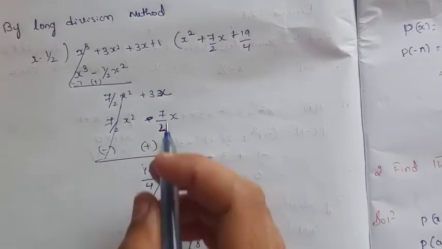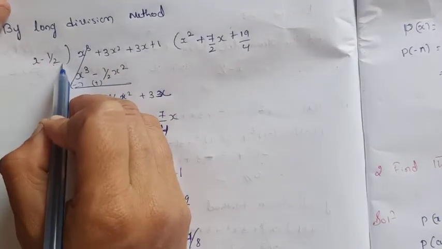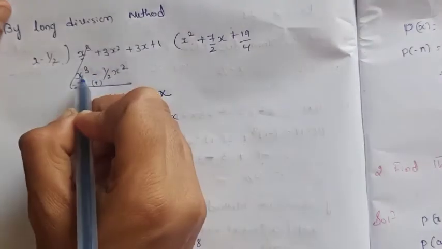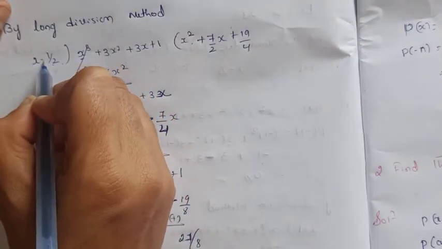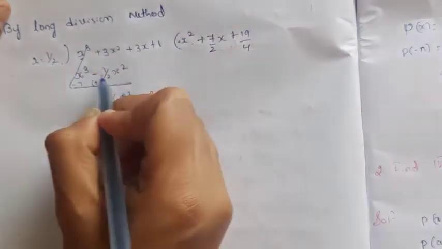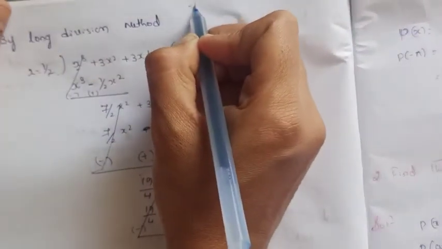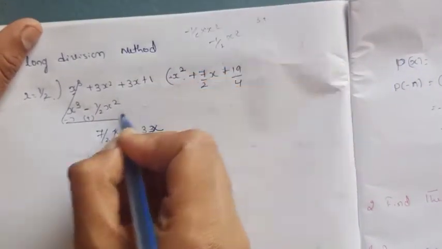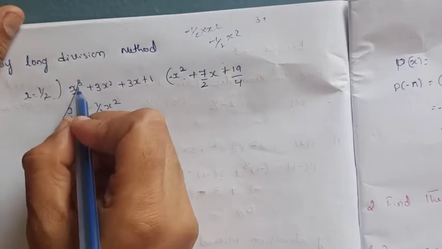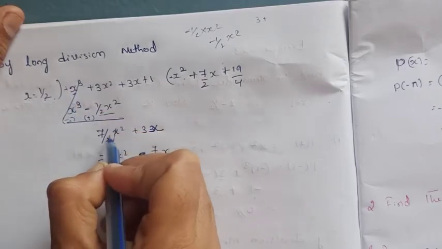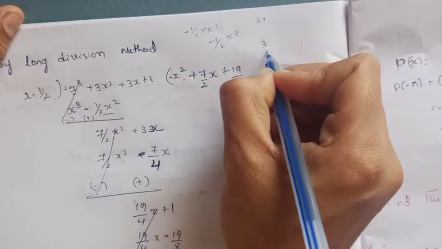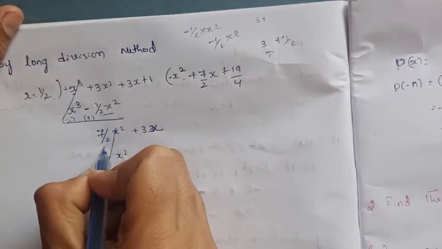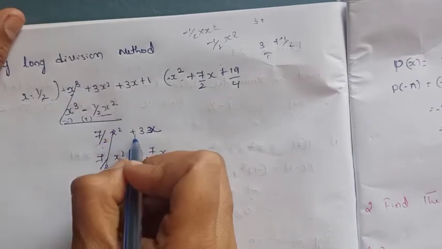with the long division method. So x minus 1 by 2. First we should cancel the first term. So x into x square is x cube, minus into plus is minus 1 by 2, minus 1 by 2 into x square is minus 1 by 2 x square. So here plus x cube minus x cube will be cancelled, and 3 plus 1 by 2, take LCM here, we get 7 by 2 x square plus 3x.